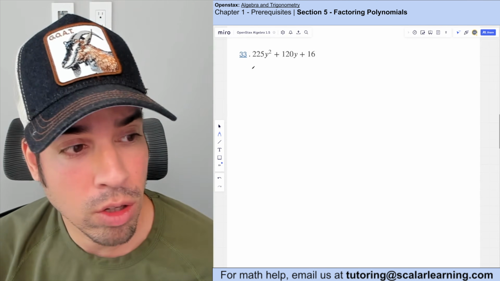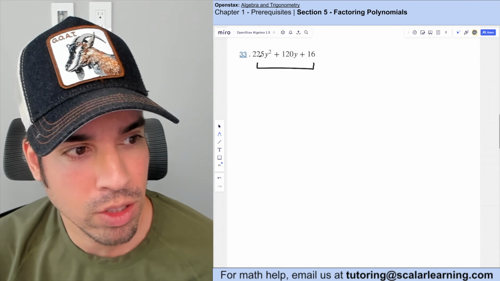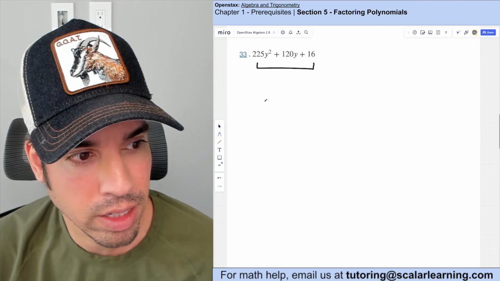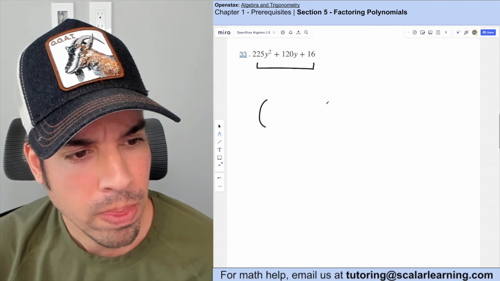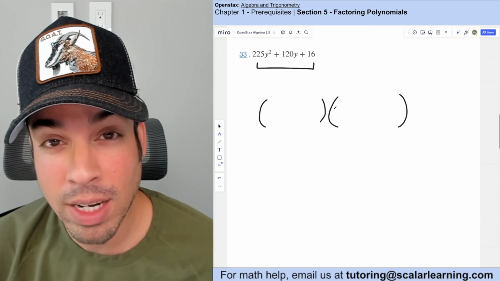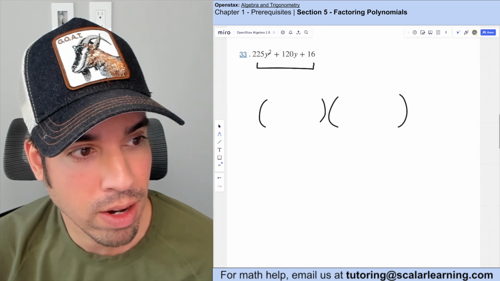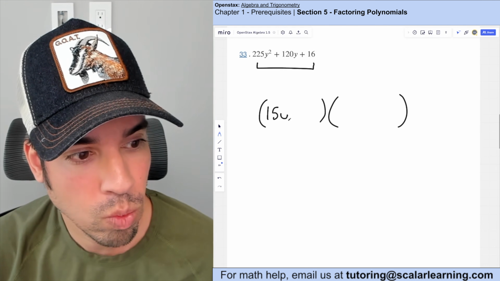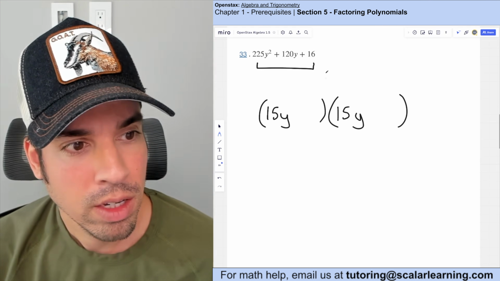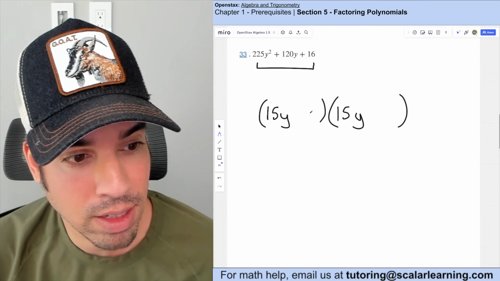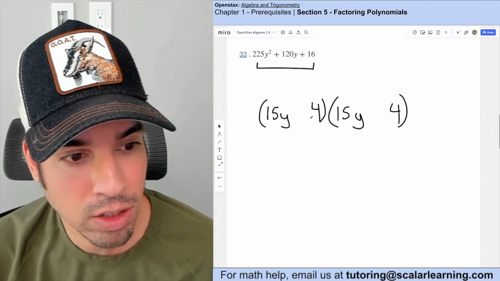Once again, we have what looks like a perfect square trinomial, because we've got a perfect square here and here. So what I'm going to do is factor it as such. I'm going to take the square root of 225y squared as 15y, like so, and the square root of 16, which is 4, and place that here and here.